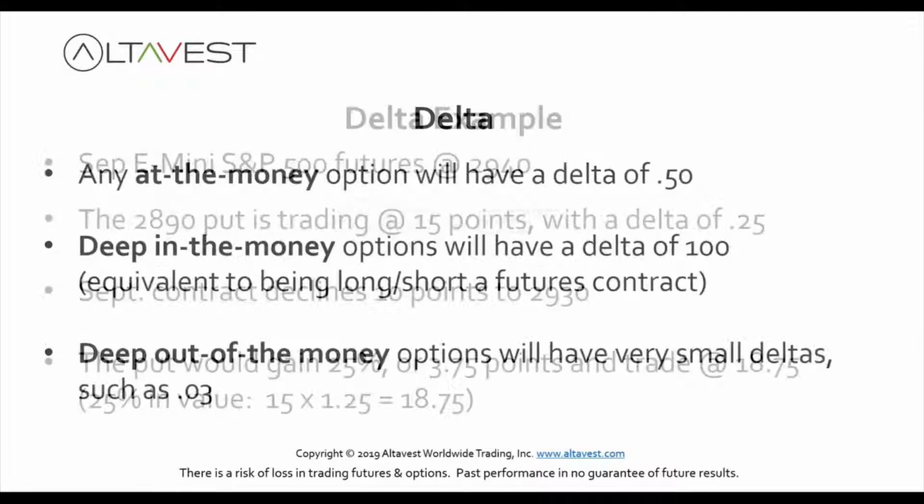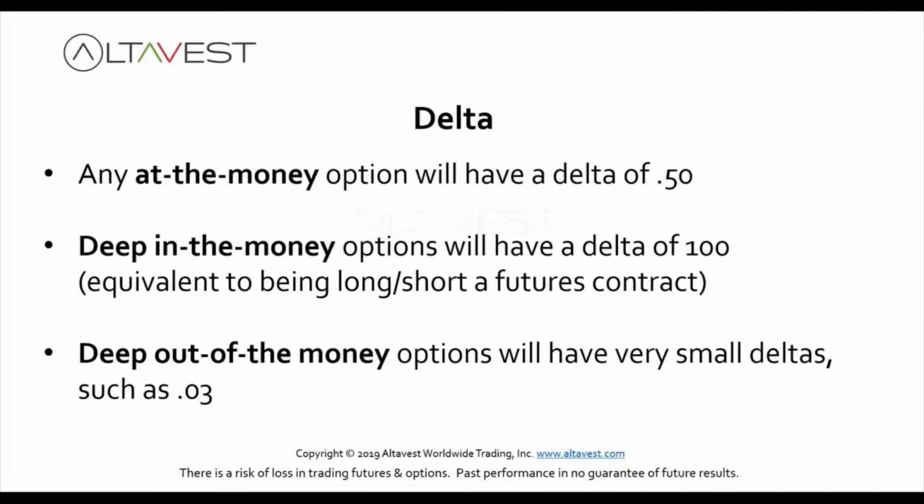Here's a few key points about delta. Any at-the-money option has a delta of 50%. Deep in the money is having a delta of 100, so basically like being in a futures contract. And then a deep out of the money option has a very small delta, sometimes something like 0.05 or 3 or 2 or whatever. It can be very, very small if it's really deep out of the money. It takes a very large move in the underlying asset to impact the value of a deep out of the money option.